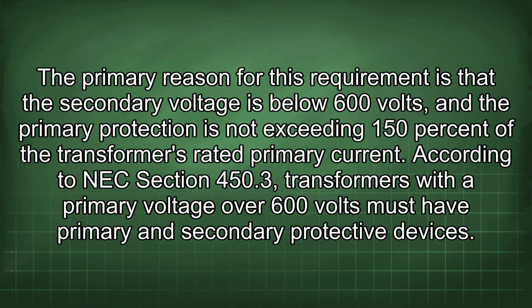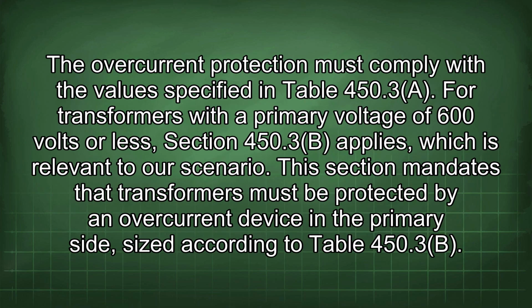According to NEC section 450.3, transformers with a primary voltage over 600 volts must have primary and secondary protective devices. The overcurrent protection must comply with the values specified in table 450.3a. For transformers with a primary voltage of 600 volts or less, section 450.3b applies, which is relevant to our scenario.